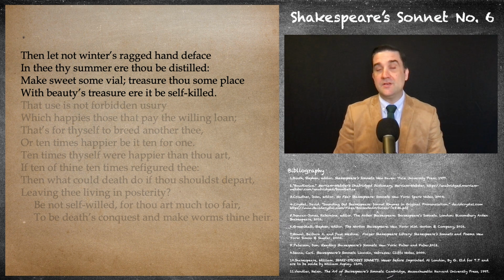Then let not winter's ragged hand deface in thee thy summer ere thou be distilled. Make sweet some vial. Treasure thou some place with beauty's treasure ere it be self-killed.